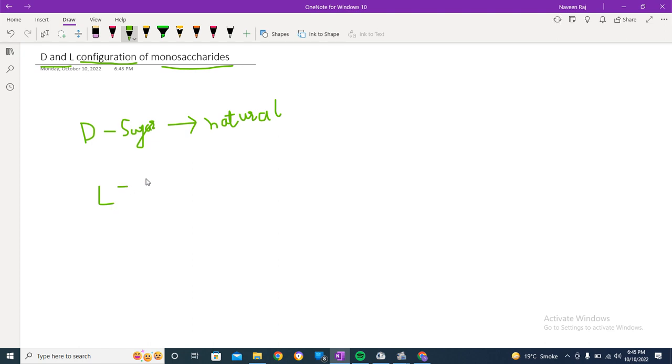L sugar. I'll not be writing a definition of it. You need to write the definition from the points which I'm saying. I would indirectly tell you the complete definition, and that is very simple. This is artificial.